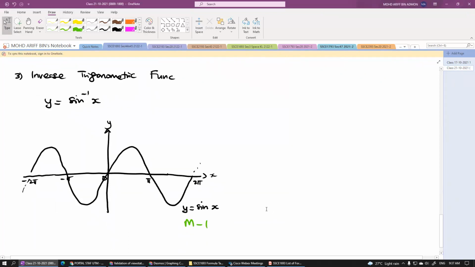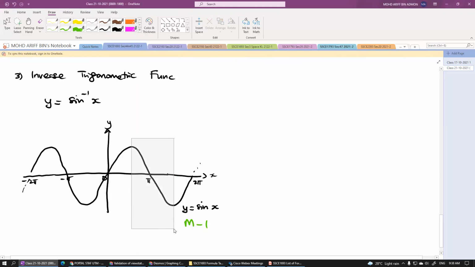Pi over 2 to 3 pi over 2. Sir, we can take 0 to pi. Can we take 0 to 2 pi? Pi over 2 to 3 pi over 2 here.